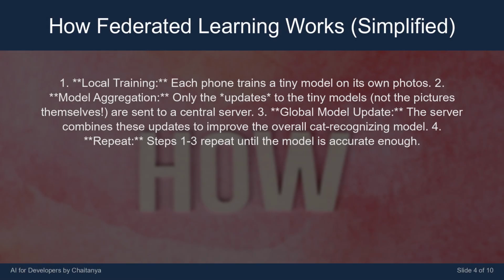1. Local training. Each phone trains a tiny model on its own photos. 2. Model aggregation. Only the updates to the tiny models, not the pictures themselves, are sent to a central server. 3. Global model update. The server combines these updates to improve the overall cat recognizing model. 4. Repeat. Steps 1 to 3 repeat until the model is accurate enough.